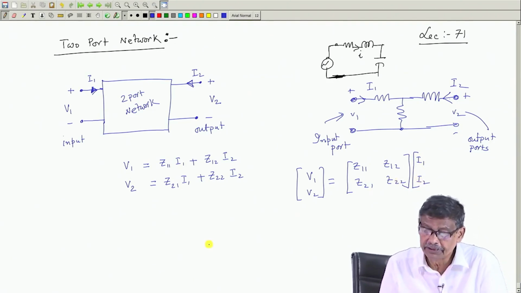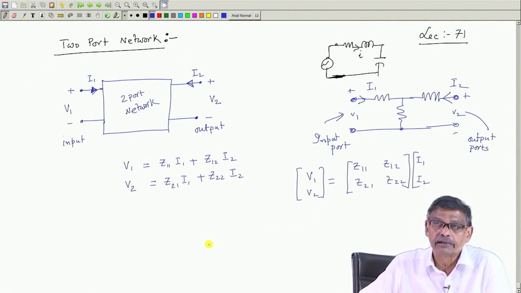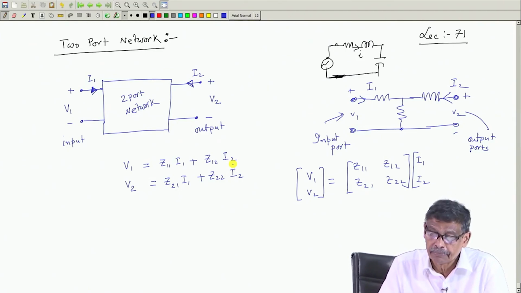So, this is one way of connecting the voltages and currents of input and output ports. There will be several other ways. Why have I written Z here? Because the left hand side dimension will be in volts and I is in amperes, so the coefficients of I 1, I 2 must be in ohms. That is why I have written Z, impedance, so that the same unit comes on the left hand side and right hand side.